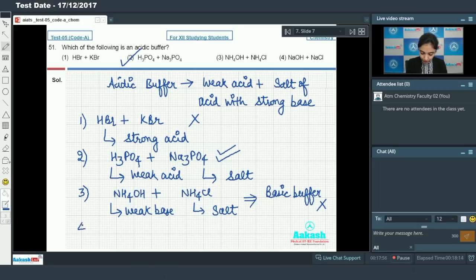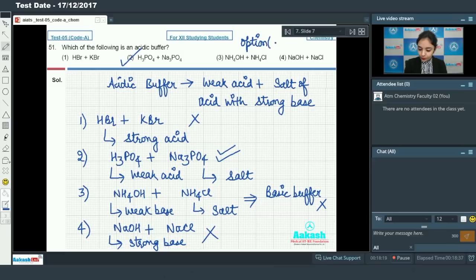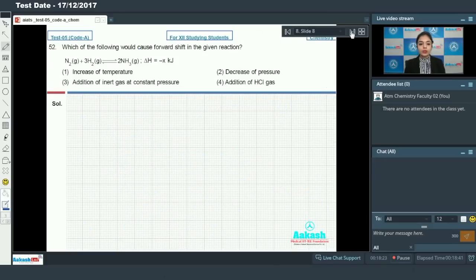So now you have the fourth option in which you have NaOH and NaCl. And NaOH, you know, is a strong base. So here our condition is not fulfilled, because we need a weak acid. So the only correct option that we have found is option number 2. So students, I hope this is clear to you. So let's move on to the next one now.